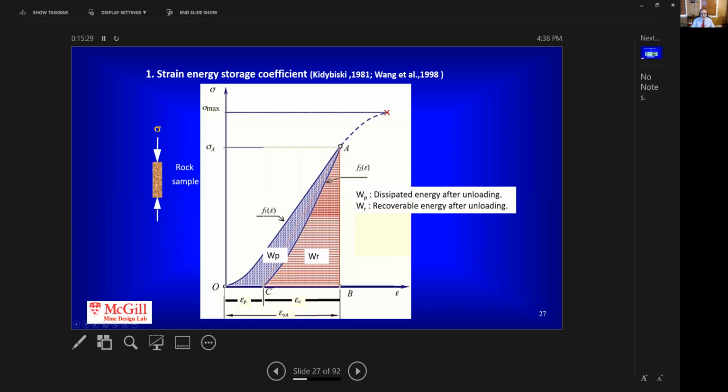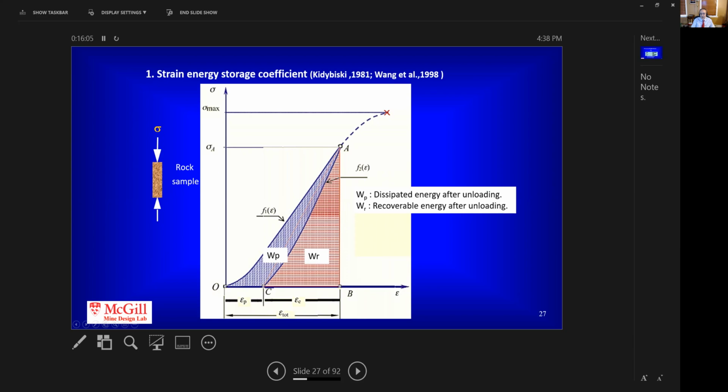What you need to do is determine the uniaxial compressive strength of the rock by testing a few rock samples first, and determine a conservative estimate of what you think is the uniaxial compressive strength. Then do a load-unload test. The load-unload test to a level called sigma A, or sigma A is a percentage of sigma max. Some literature suggests 70 to 80%. The author suggested 80 to 90% of the UCS.